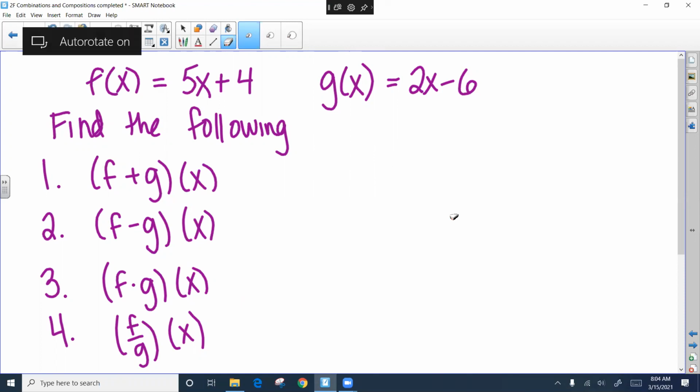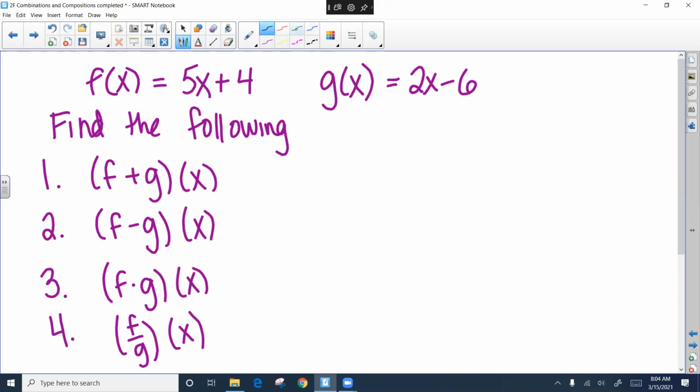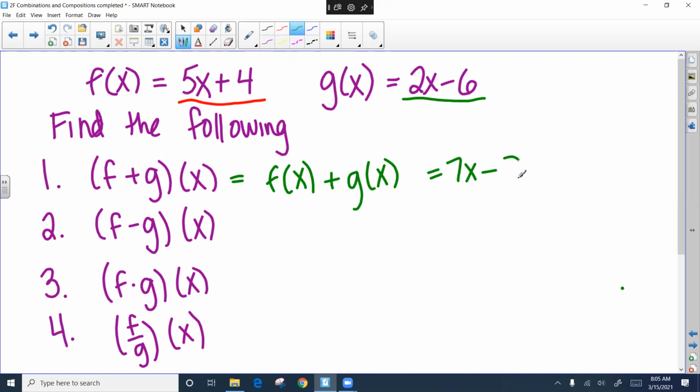All right. So most of you, I checked your answers and they looked good, but we can go in more detail over any of these that we need to. Number 1, we're just adding these together. So this notation means we're doing f of x plus g of x. So we're just adding, here's f of x, 5x plus 4 plus g of x. So if we are adding or combining like terms, we would get 7x minus 2. So the adding one looked good.